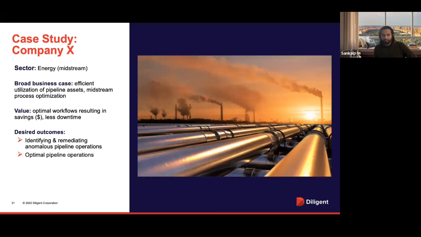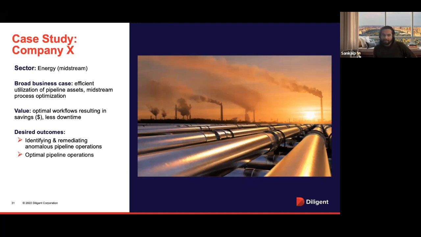So the broad business use case here is that the company wants to efficiently utilize their pipeline assets, because the pipeline is the core of their business. All midstream companies essentially transport oil and gas from destination A to B. And so the broad business problem is they want to efficiently utilize their pipeline assets, and make sure that there is less downtime, less malfunctions, and things like that.